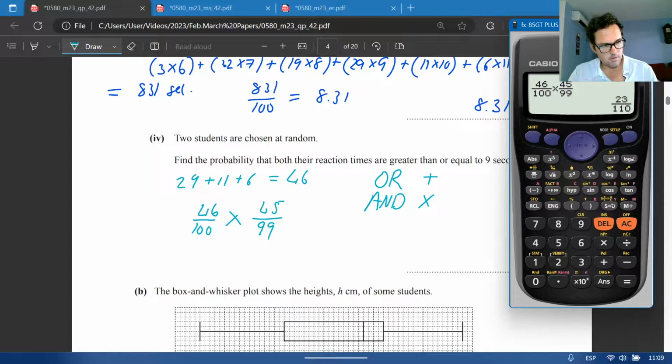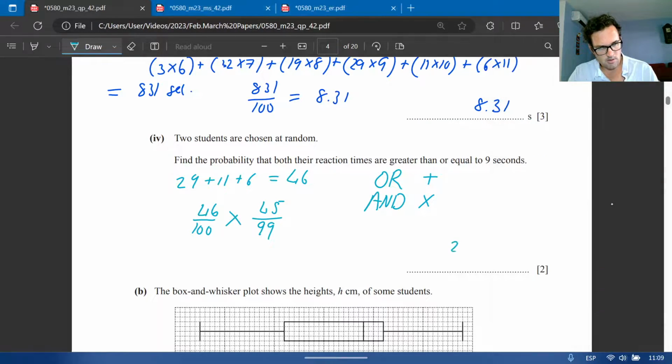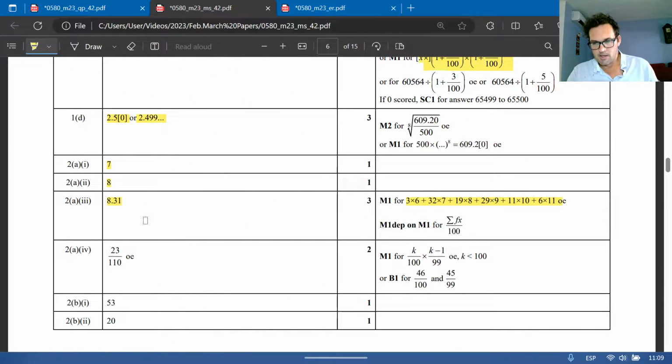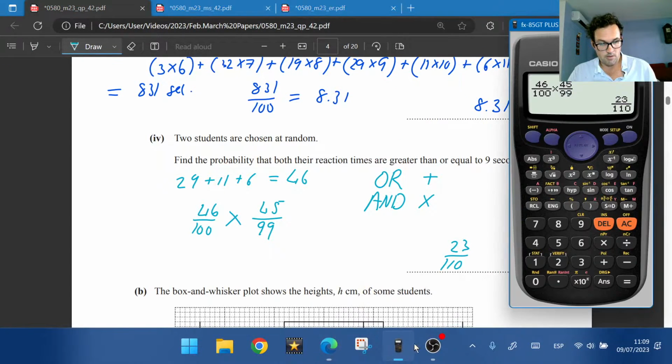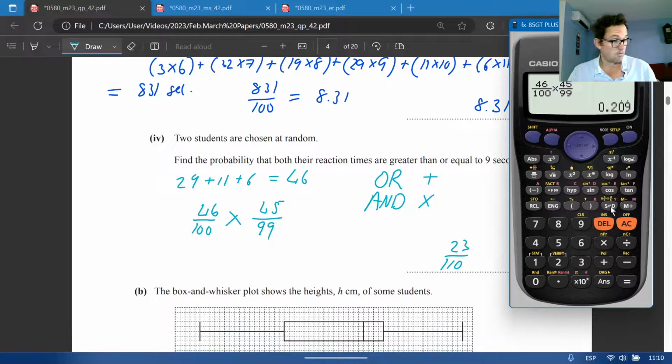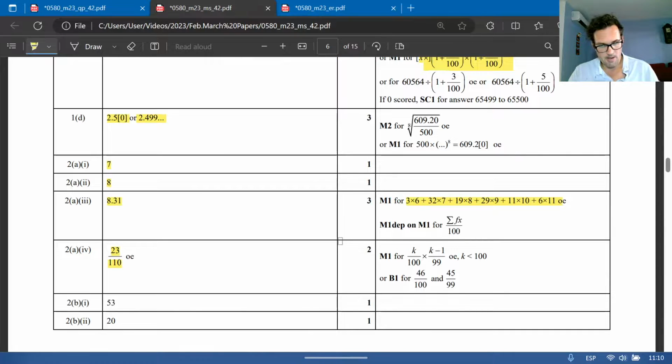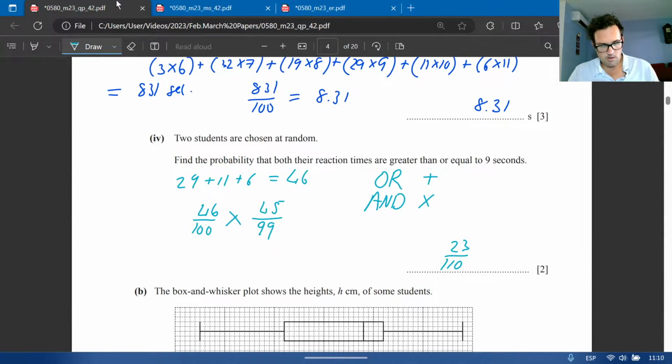What do we write? Write it as a fraction. It doesn't matter. 23 out of 110, or equivalent. So it just means if we did write it as a decimal, this is also correct. Okay. And how many marks is this? 2 marks. So you get 1 mark for writing down the probabilities and then getting the answer. Nice.